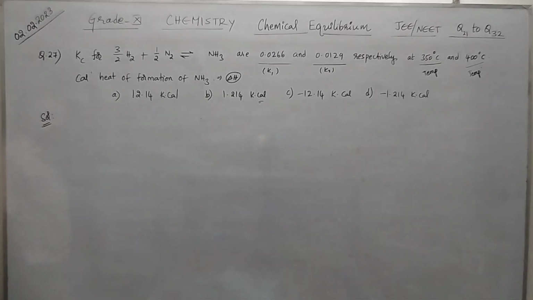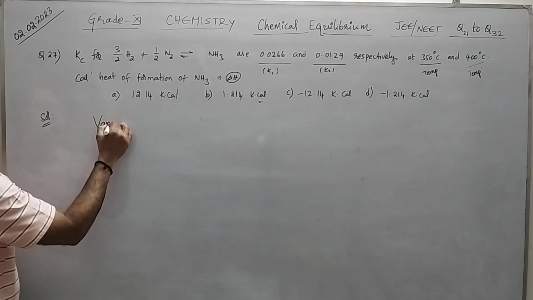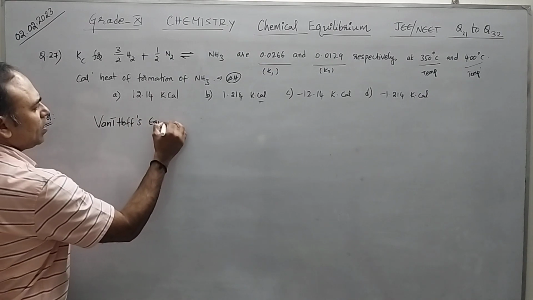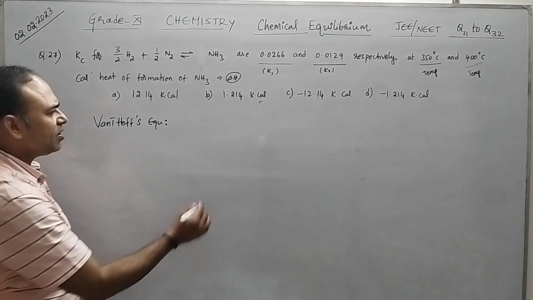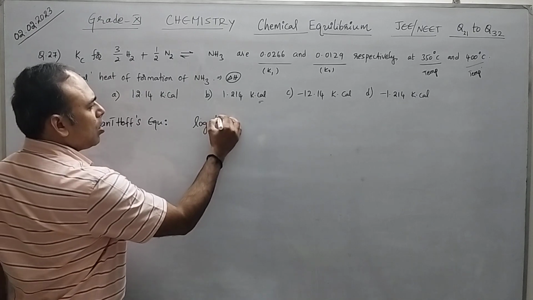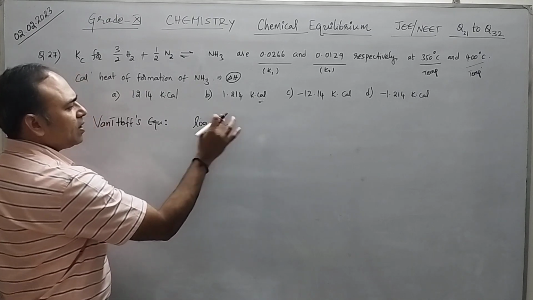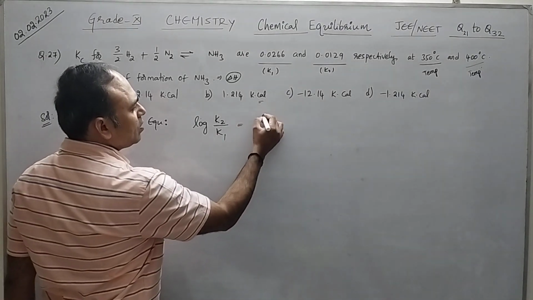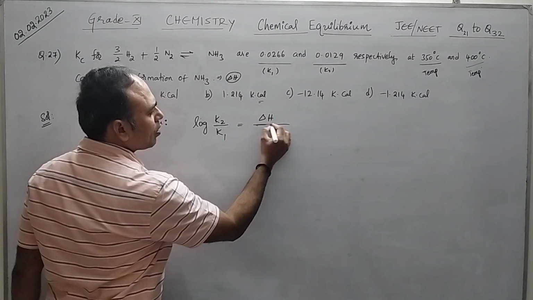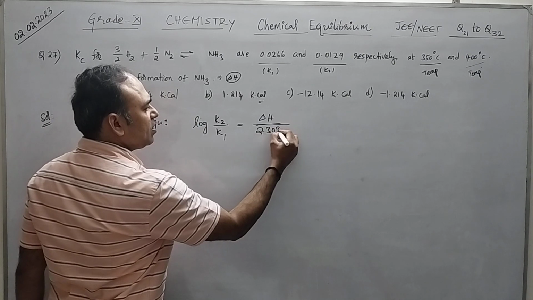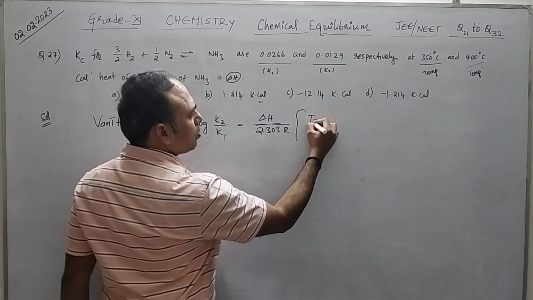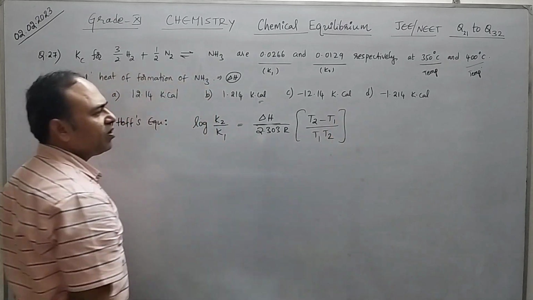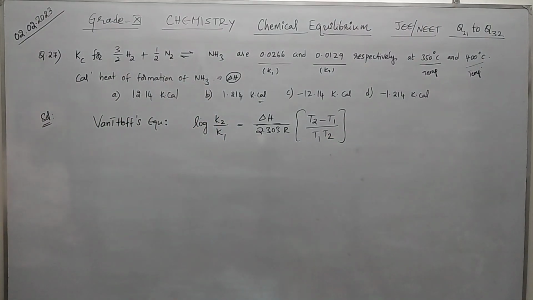So to solve this question you need to apply Van 't Hoff's equation. So what is Van 't Hoff's equation? Log K2 by K1, nothing but second equilibrium constant by first equilibrium constant, is equal to delta H by 2.303 R into T2 minus T1 by T1 T2, where you calculate T1 and T2 in terms of Kelvin.